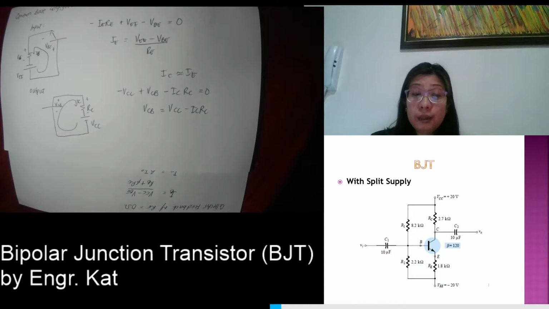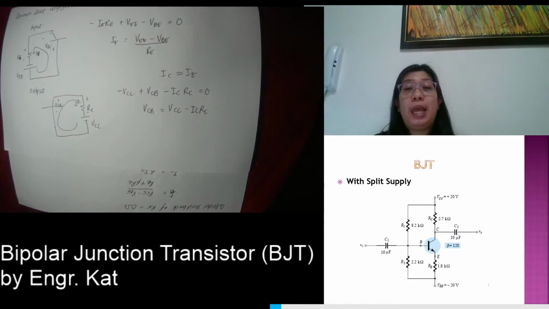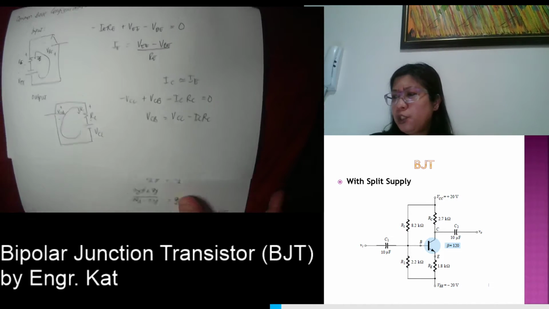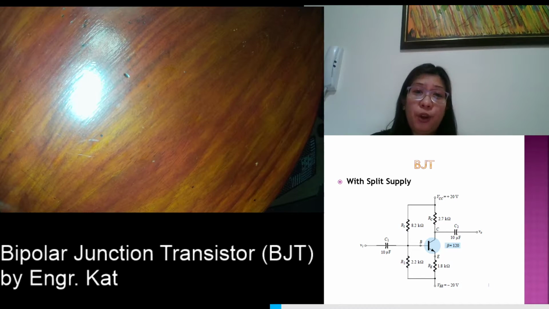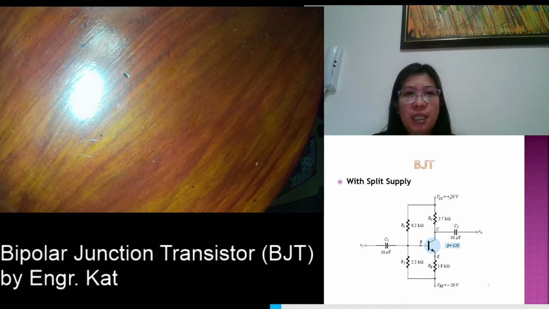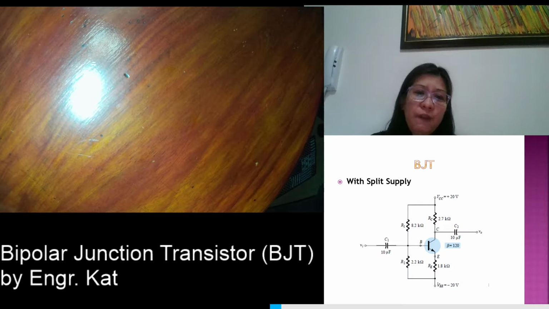Another thing is this one with split supply. This is just like your voltage divider configuration. What is the difference? We call this split supply because we have two sources. Okay, so we have your positive VCC here and you have your negative VEE here. The negative VEE, if you're going to notice, is also connected with your R2.